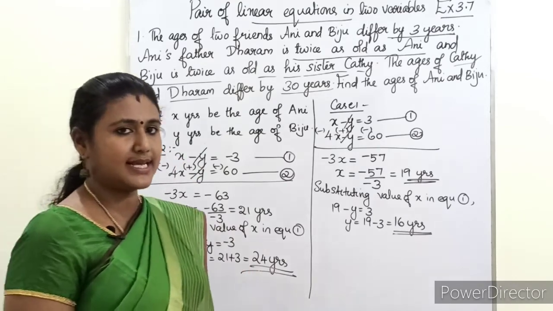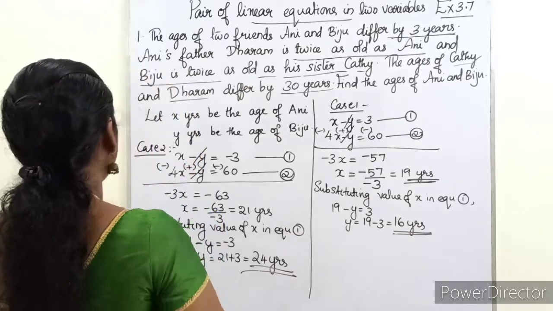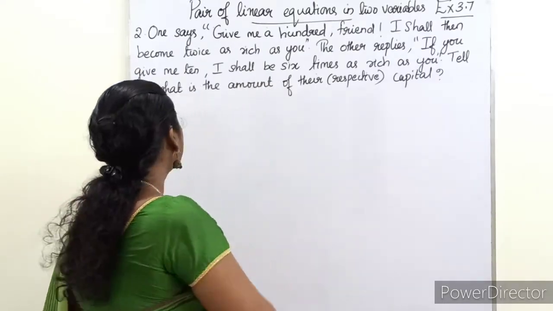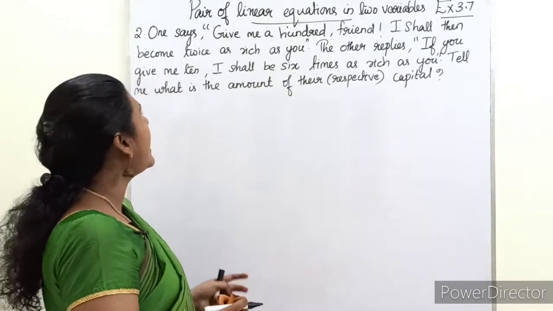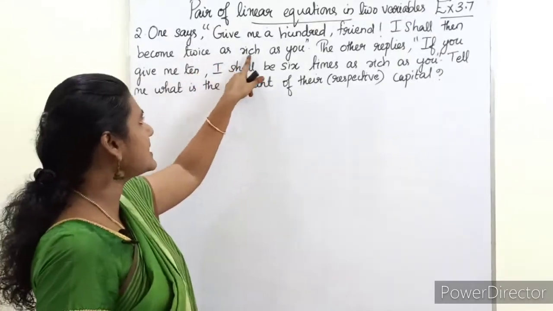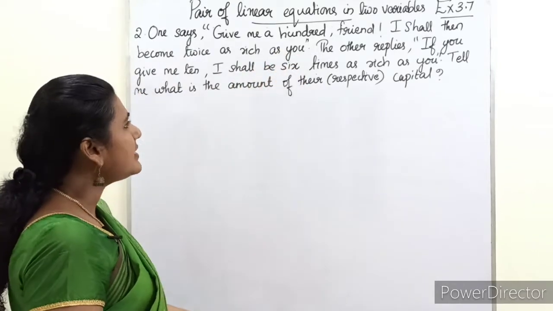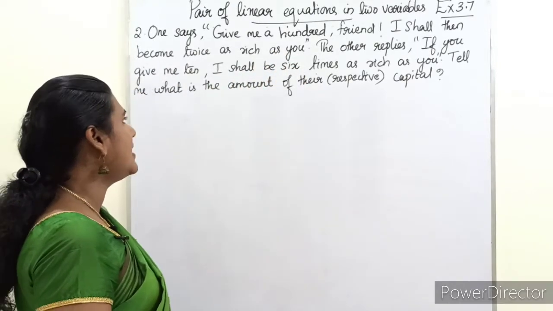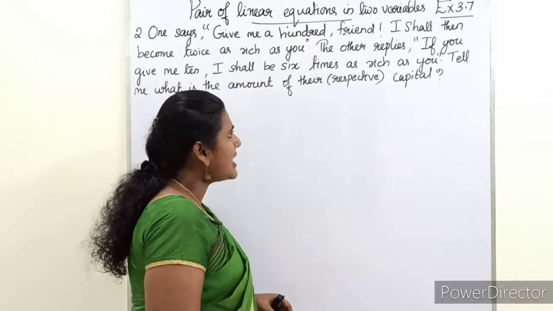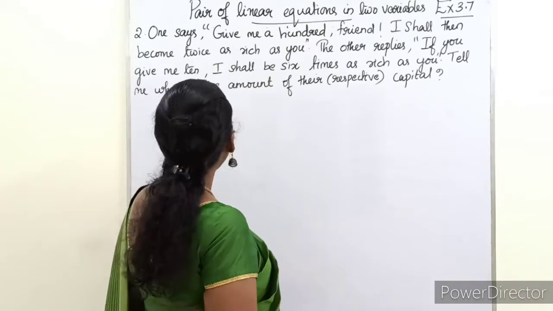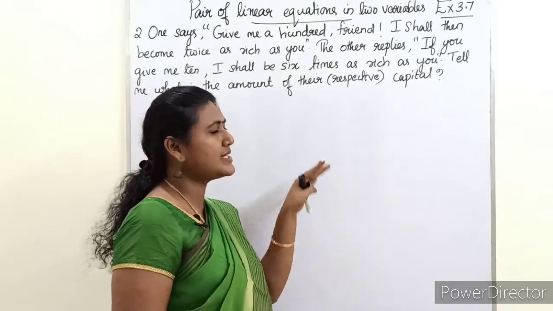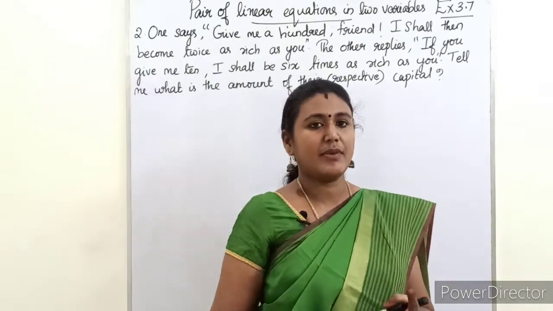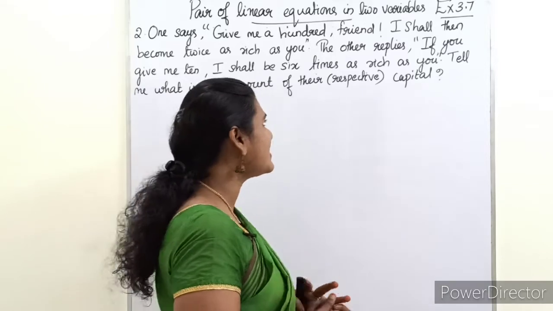Okay. Now the next question, question number 2. One says, give me 100, friend, I shall then become twice as rich as you. The other replies, if you give me 10, I shall be 6 times as rich as you. Tell me what is the amount of their respective capital. Actually this question is from Bija Ganita from Bhaskara 2. So this question we will see how to do.